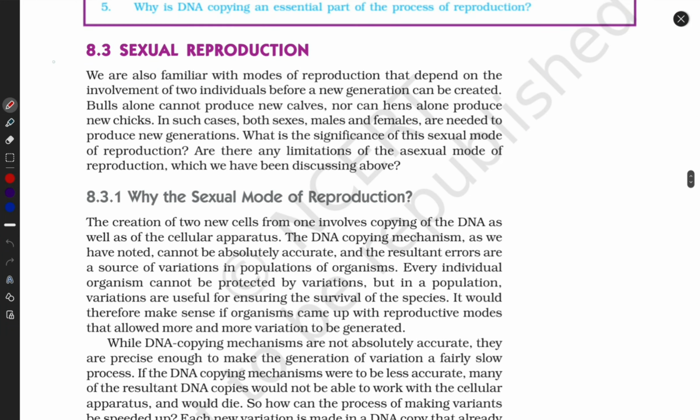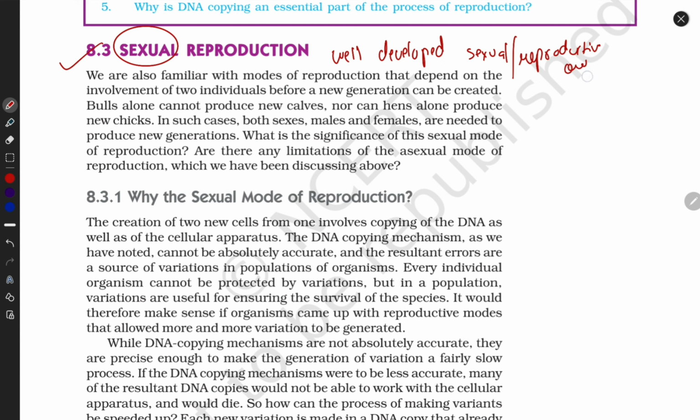Let's start with sexual reproduction. What do you understand by sexual? It means they have sexual reproductive organs. I repeat, they have well-developed sexual or reproductive organs.